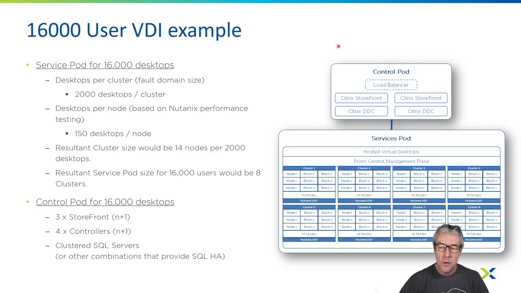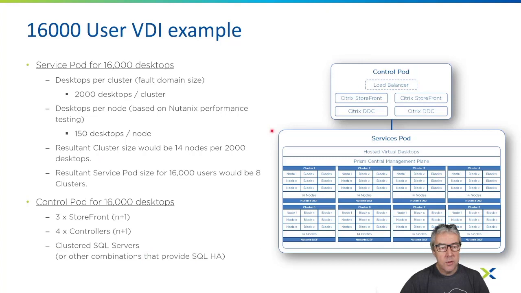In terms of the control pod, the infrastructure required to run this service pod, we need 3 storefront servers. Pure maths, we need 2 storefront servers, but we want n+1. Then 4 desktop controllers. Again, pure maths, 3 controllers is actually enough, but we want n+1, so 4 controllers, and then your clustered SQL servers.